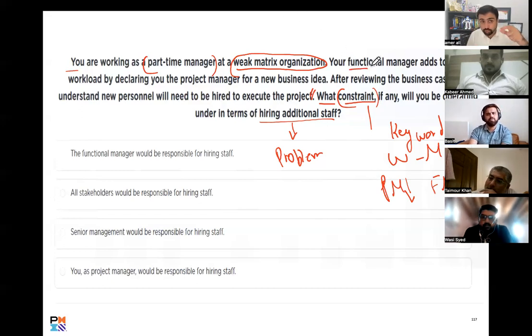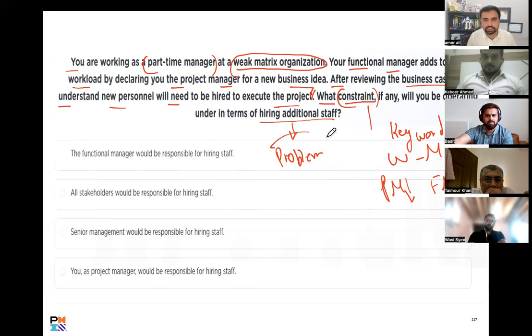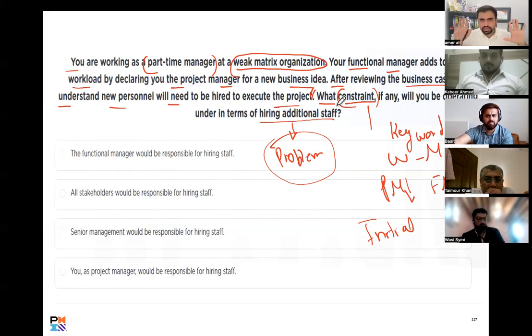Your functional manager, who will have power here, adds to your workload by declaring you project manager. He was your boss, he gave you another work, now you are also managing the project. After reviewing the business case, you understand a new person will need to be hired. So we have identified the problem, we need to hire the person. Keyword, we are working in the weak matrix. Where are we? Since you are reviewing the business case, this is initiation or pre-initiation, right?